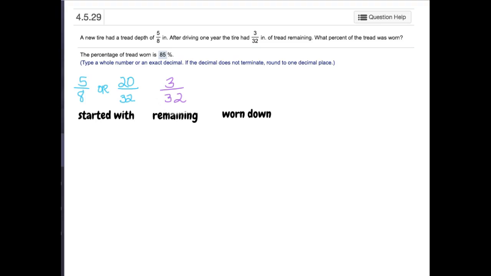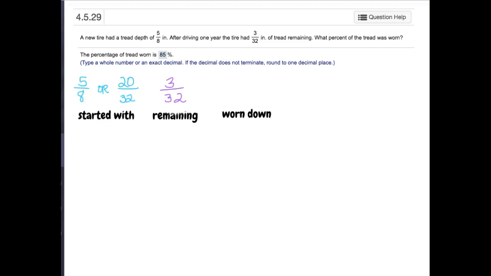This is problem 4.5.29. It says a new tire has a tread depth of 5/8 inches. After driving 1 year, the tire had 3/32 of an inch of tread remaining. What percent of the tread was worn? So the answer is going to be the percentage of tread worn is blank, and it is the 85% that you see there.